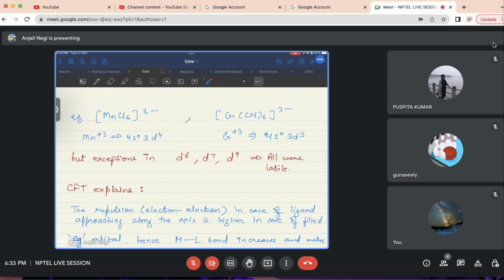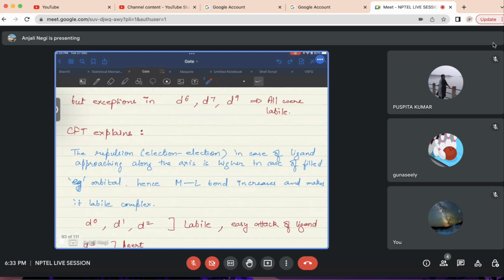was explained using CFT. So CFT explained that the repulsion for the ligand approaching along the axis is higher in the case of a filled eg orbital. So whenever another ligand approaches to attack, there will be electron repulsion for the ligand approaching along the axis, correct? And the repulsion will be higher if it is a filled eg orbital. Hence the ML bond increases and makes it a labile complex.